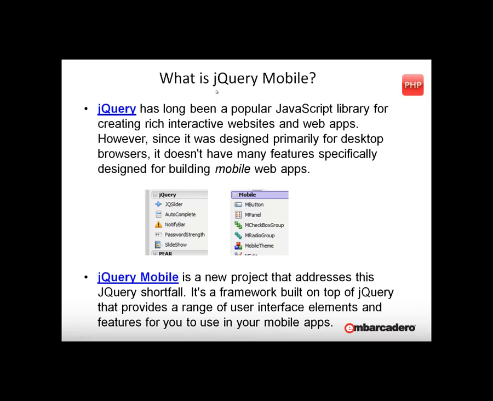Now, just in case you are unfamiliar with jQuery Mobile, first we had jQuery as a very popular JavaScript library for creating rich, interactive websites and web apps. However, since it was designed primarily for desktop browsers, it doesn't have many features specifically designed for building mobile web apps. Now, jQuery Mobile, built from jQuery, is a new project that addresses this jQuery shortfall. So it's a framework built on top of jQuery that provides a range of user interface elements and features for you to use in your mobile apps.